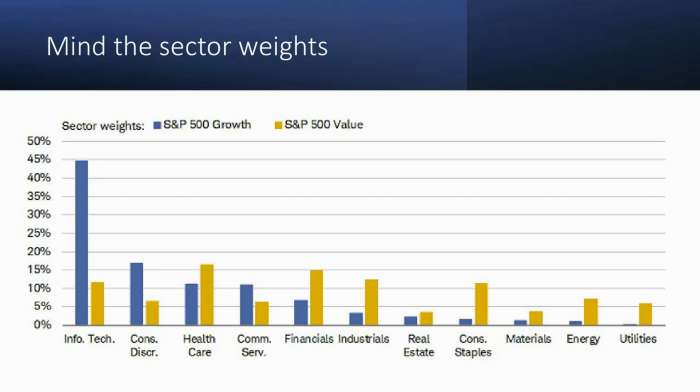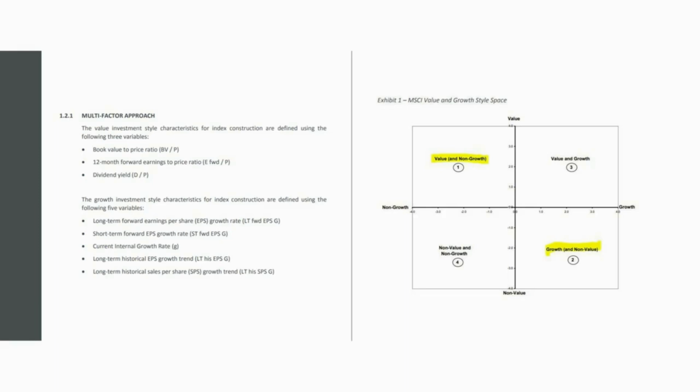Now, a very objective way to look at things would be to use this multi-factor approach. So this is what MSCI uses. They're the global index provider, the leading index provider globally, and they were the first when they acquired Barra to incorporate factor indices that used value and growth. Here you can see they've taken 3 factors to describe value: book value to price ratio, 12-month forward earnings to price. I'm not going to go through these. You can see also below that 5 factors they use for growth.